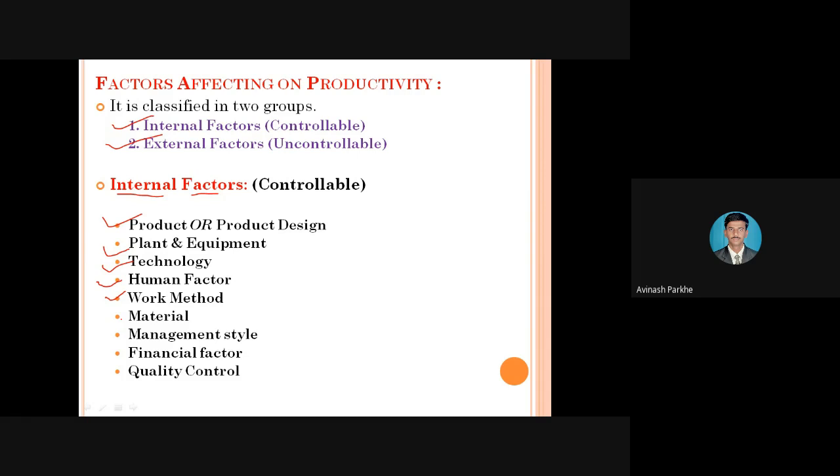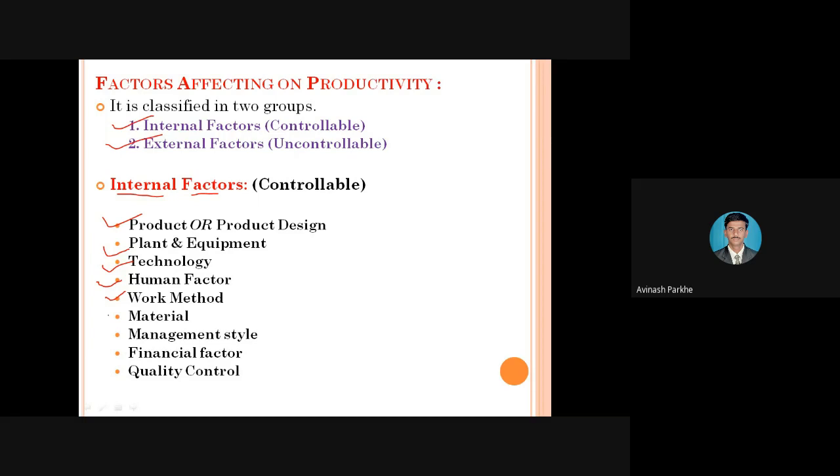If we want to modify a method, while modifying it, which operations to eliminate, it is in our hand. So this work study, or that particular method study, will be considered under the internal factor. Similarly, work measurement, how much time is required to perform the job. To measure that particular time, we can use the standard techniques. So it is also in our hand. That is, we can measure how much time is required. So method study and work measurement both come under the category of work method. Therefore, this work method is also one of the internal factors which is controllable.